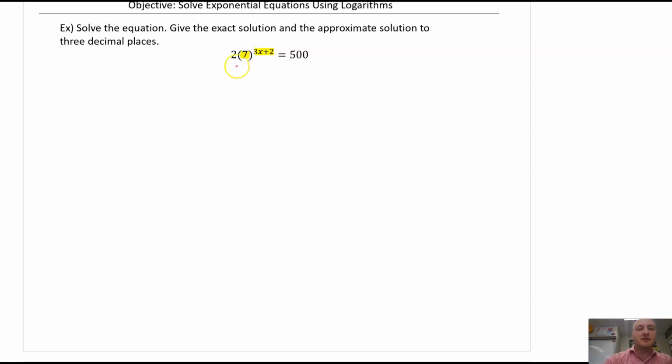But step one, I still have to isolate it. So I'm going to divide each side by 2, giving us 7 to the power of 3x plus 2 is equal to 250. I want to bring down my exponent. I do that with the logarithmic property, power property. So I need to take a logarithm of each side. So natural log of 7 to the power of 3x plus 2 is equal to the natural log of 250.